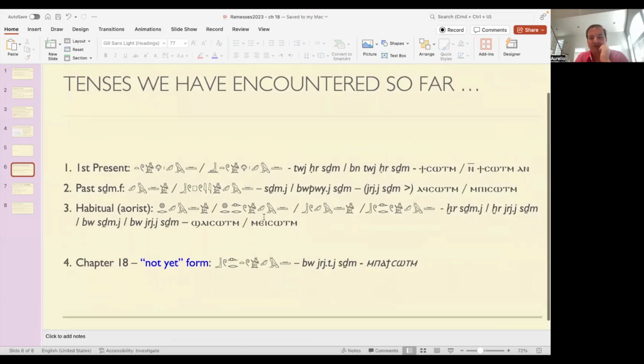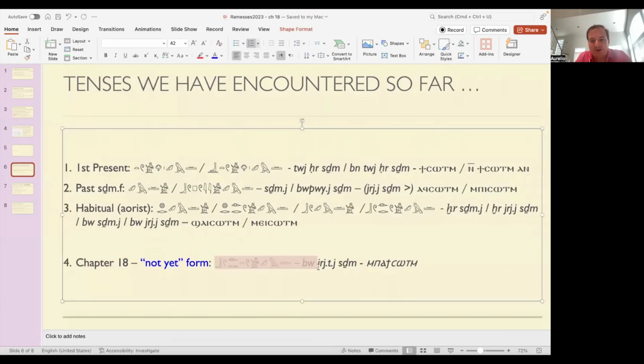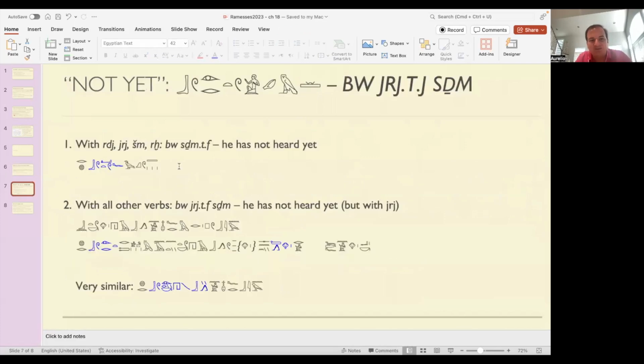Okay. So the form I wanted to come to right now, or that Neveu wants to come to, is the not yet form. That's another form with iri. Well, I'm jumping a little bit ahead. Mostly another form with iri, but it has the T in there. Let's see how that thing comes about.